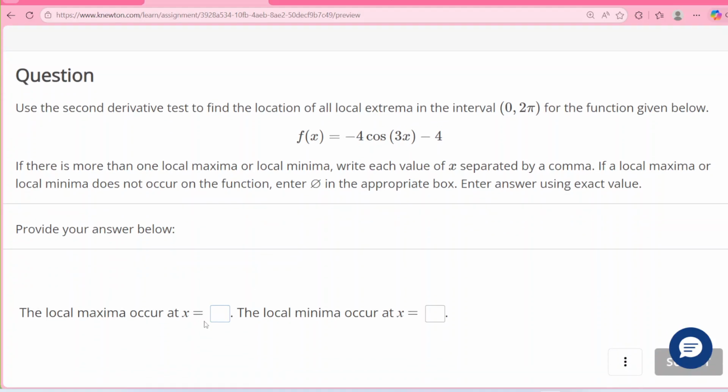So you see they only want the x values down here, right? The local maximum values, maxima, will occur at certain x values. The local minima, right? Minimum values will occur at certain x values. So you don't have to plug them in and see how high or low the hills and valleys are. You just have to indicate where they occur. Now we'll look at a graph as well and see how high and low they are. But where do they happen?